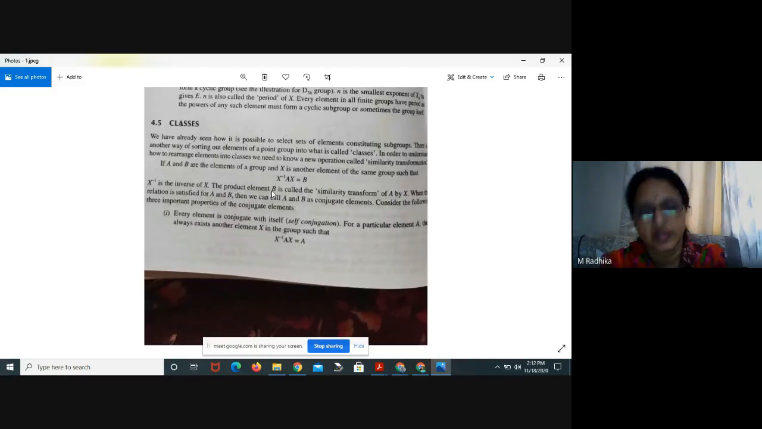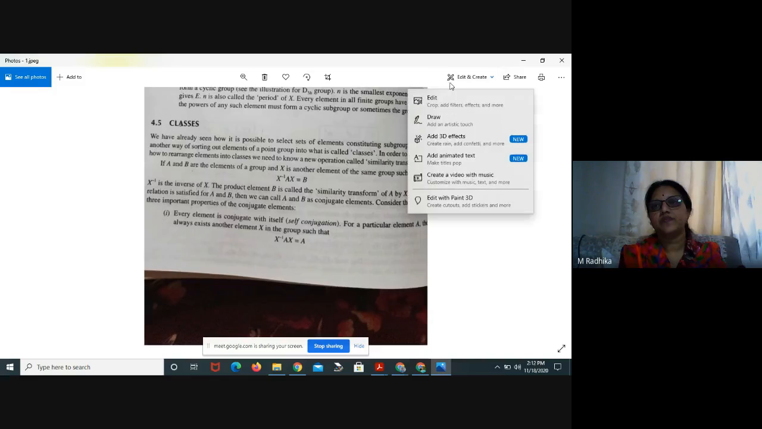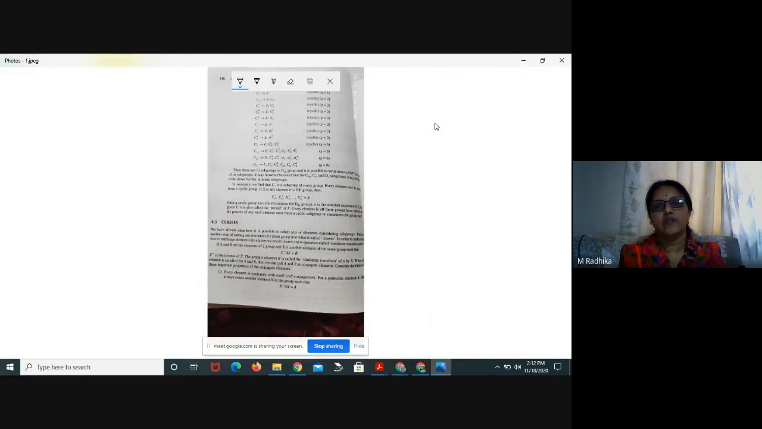So we are talking about classes. Okay. So last time we said that whenever you have a point group, in that point group, suppose I'm having C2V or C3V, with this group we have written a group multiplication table, okay. Then in that we have done some subgroups. Similarly, the way we have done subgroups, this is an example.